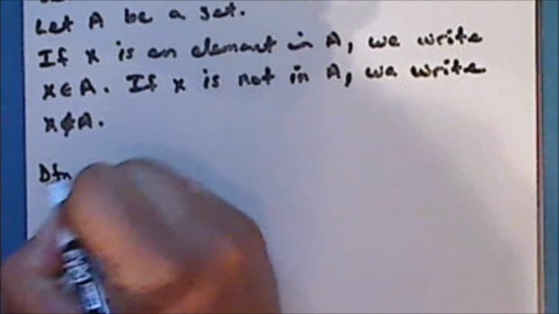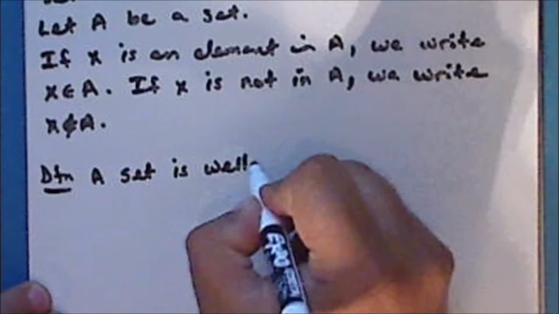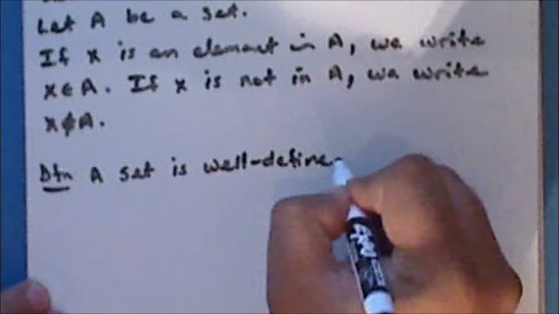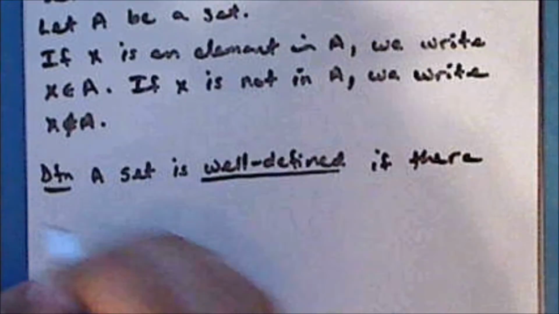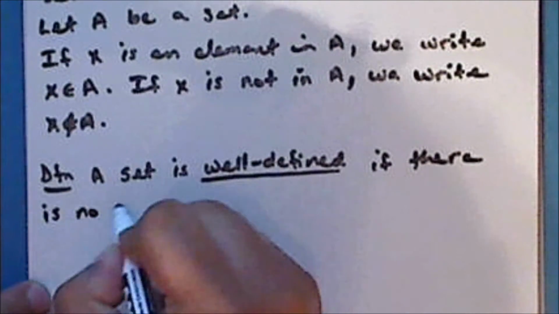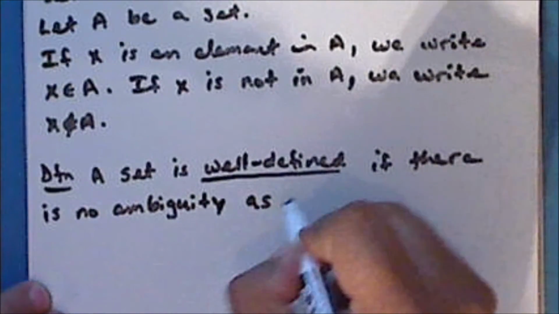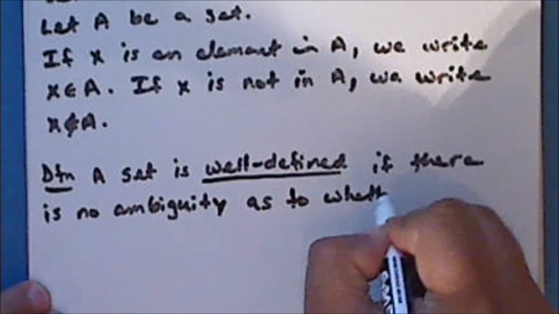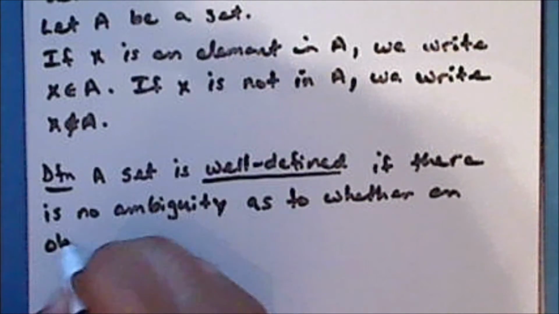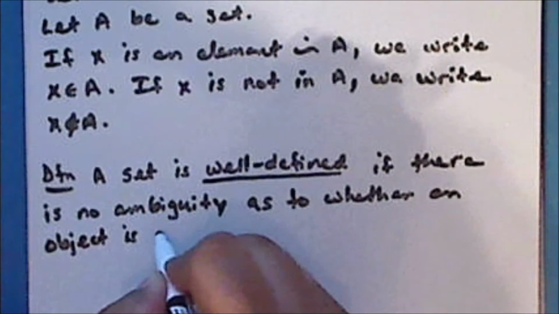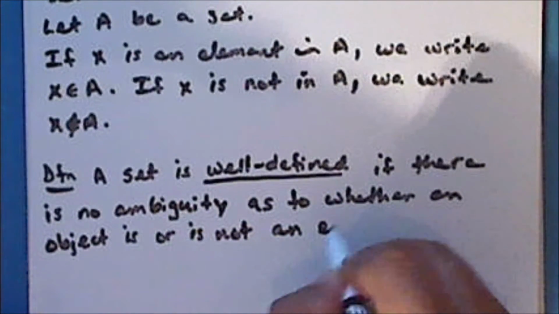So, new definition. A set is well defined if there is no ambiguity as to whether an object is or is not an element in the set.